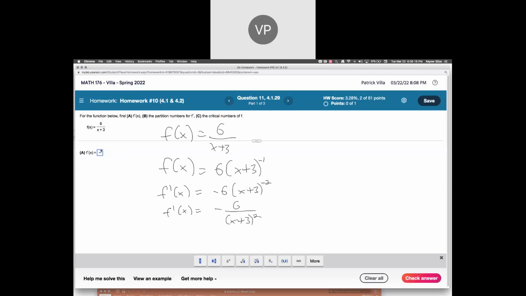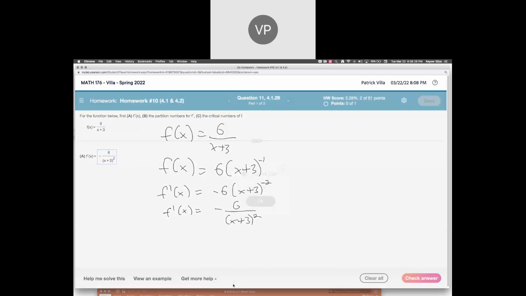Negative fraction, and some of you may be wondering, do I have to put the negative in the front or do I put it on top? It does not matter, as long as you have exactly one of them. All right, so there's my derivative. We're good on that one.